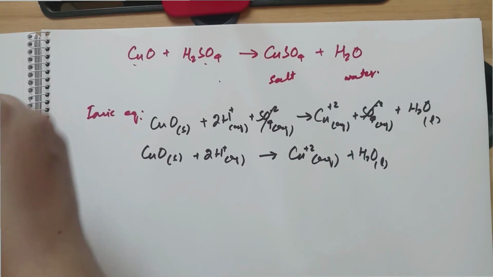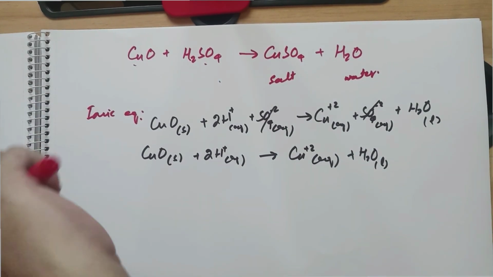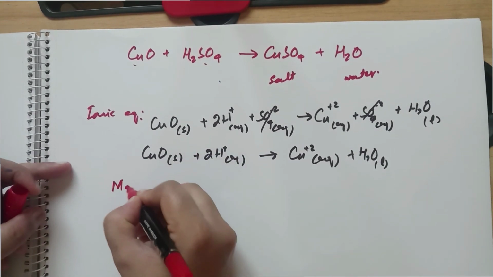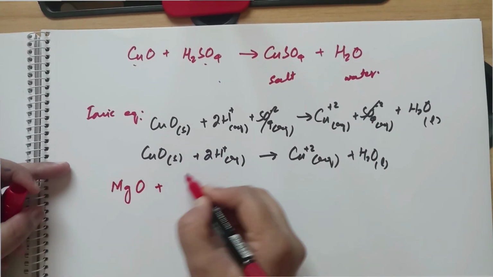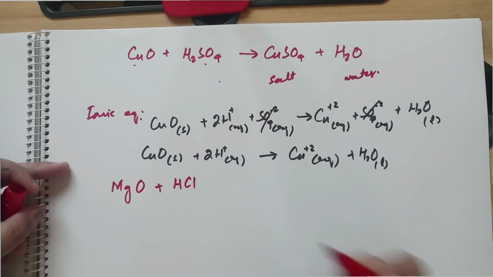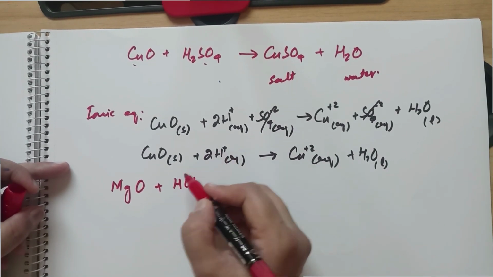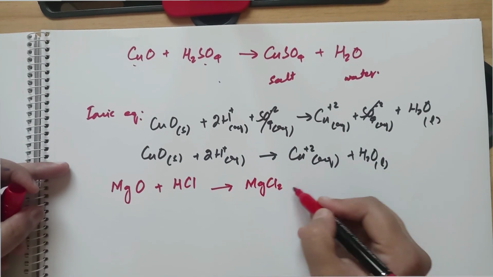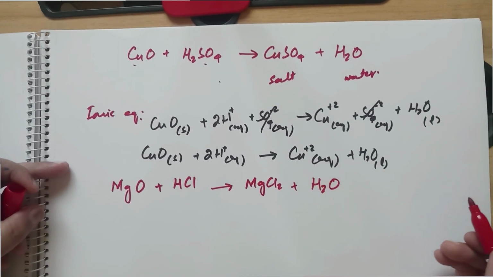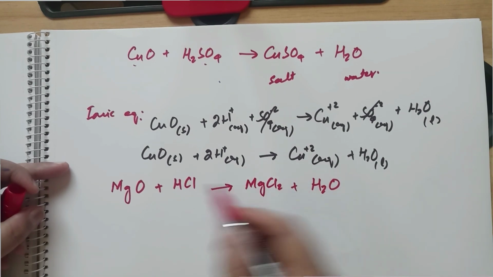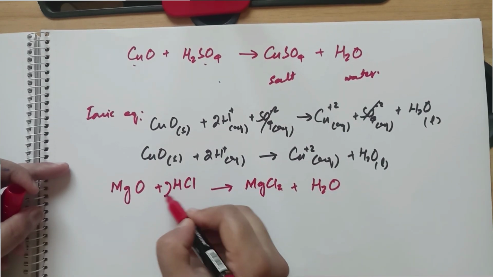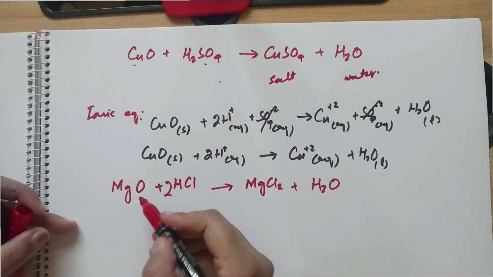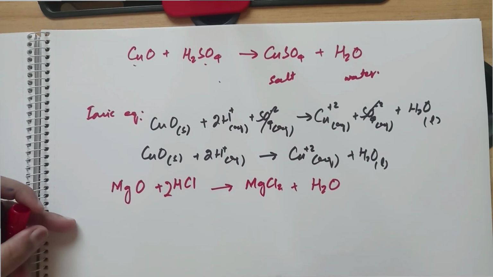Similarly, take another example. This time we take the example of magnesium oxide and combine it with HCl, hydrochloric acid. It gives us magnesium chloride plus H2O, and to balance the chlorine we write a 2 here. Is it clear?